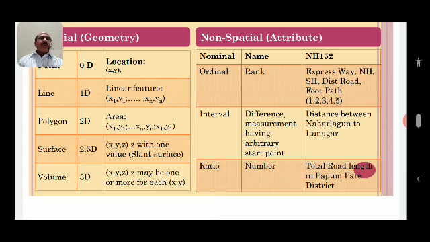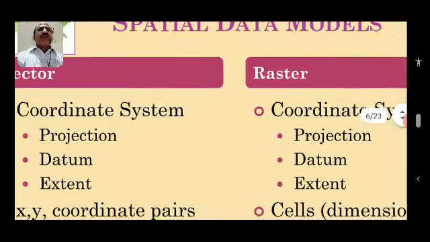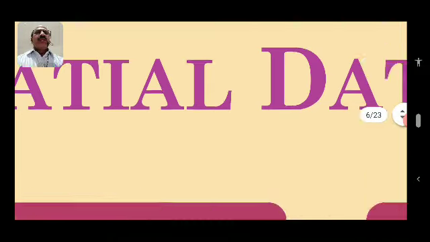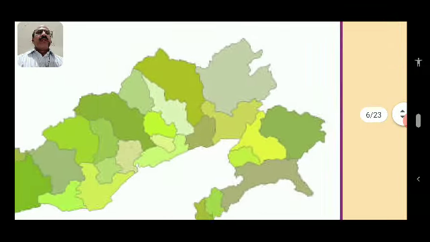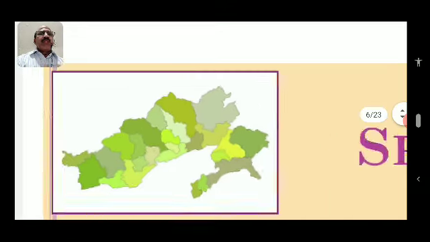So like you have total road length, it has an absolute 0. So no road means it's 0. So likewise we have different types of representations, levels of measurement as well as the geometry. So then the spatial data models. In the spatial data models, if you see this map, this is Arunachal and the boundaries are crisp. This is a typical and accurate geometry.